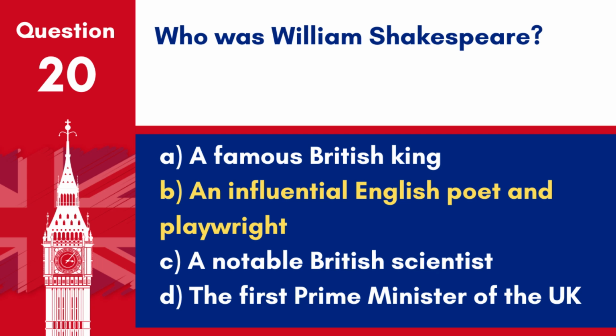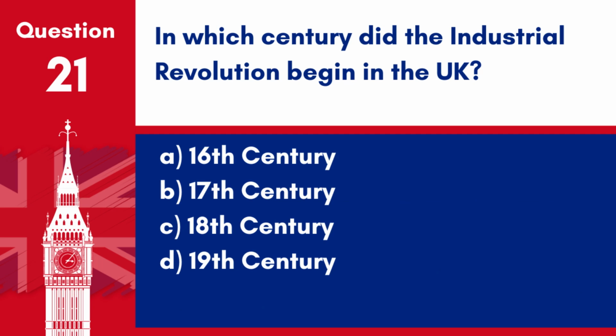William Shakespeare was an influential English poet and playwright, widely regarded as the greatest writer in the English language. Question 21. In which century did the Industrial Revolution begin in the UK? A. 16th century. B. 17th century. C. 18th century. D. 19th century.